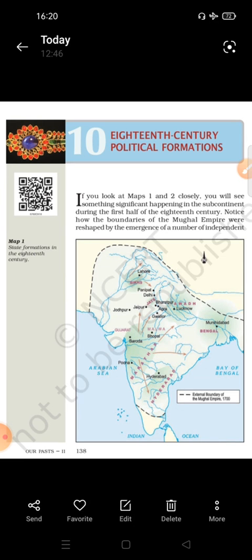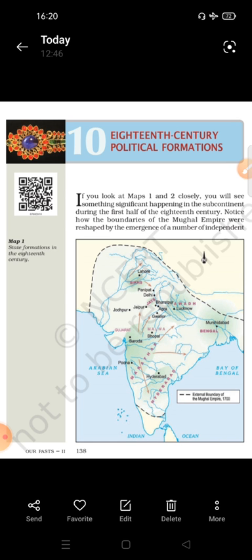The states, you can see the whole country is bounded by the Mughals in one row. Now, after the death of Aurangzeb, the country also divided into many parts. You can say different types of little states. Okay, so we start from here.